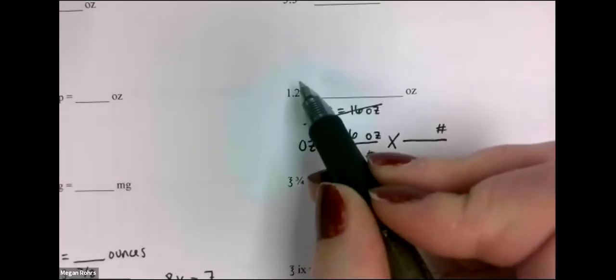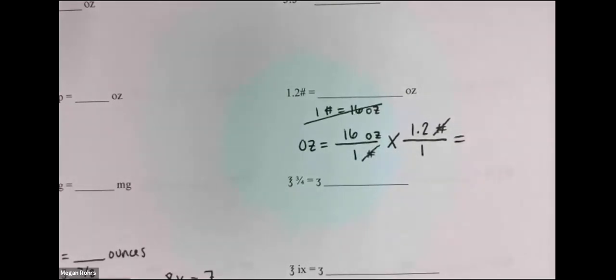We've already used our conversion factor. So now we're going to use what we know. We have 1.2 pounds, which is just by itself. So we can put that over 1. My pounds are going to cancel out since they are diagonal from each other. I'm going to be left with ounces here, so that's what I want. So now I can solve. So 16 times 1.2 gives me 19.2. 1 times 1 is just 1. So I have 19.2 ounces.